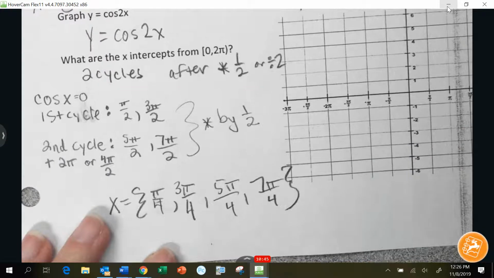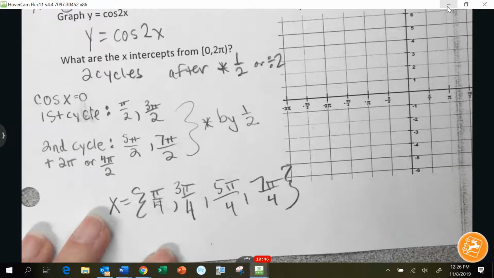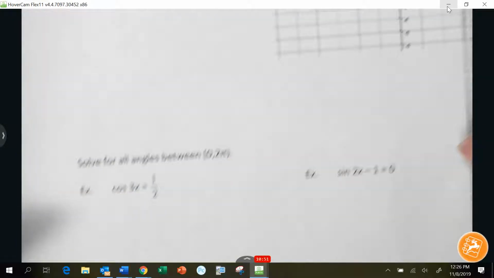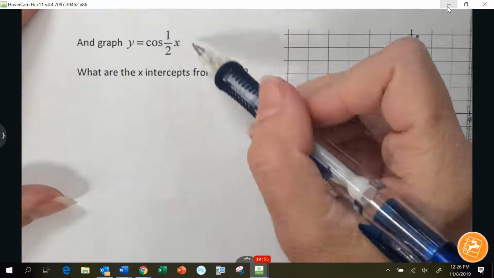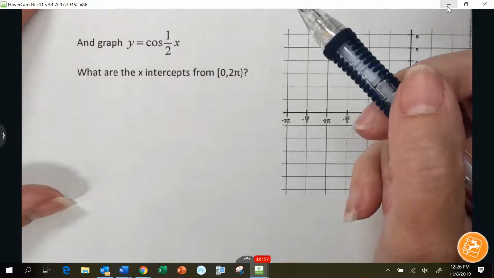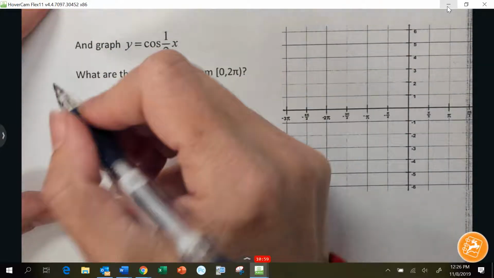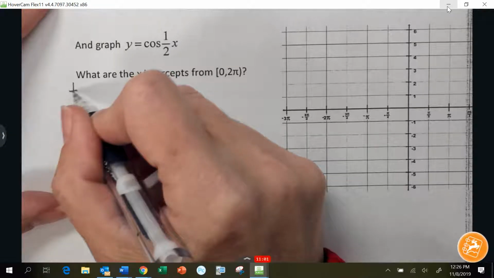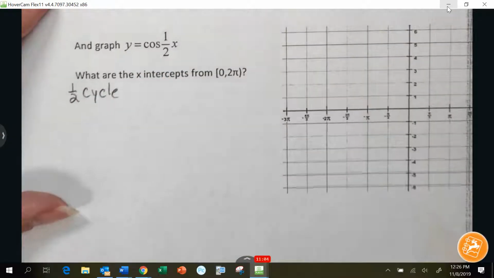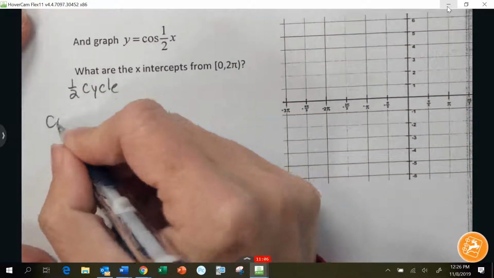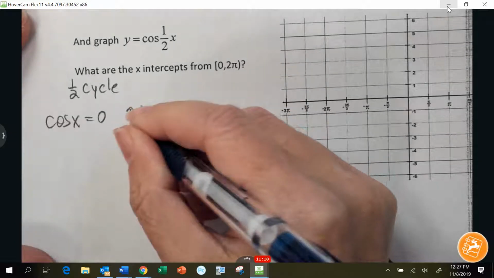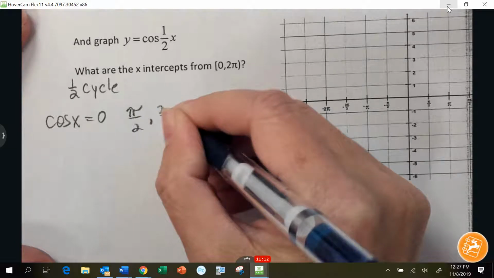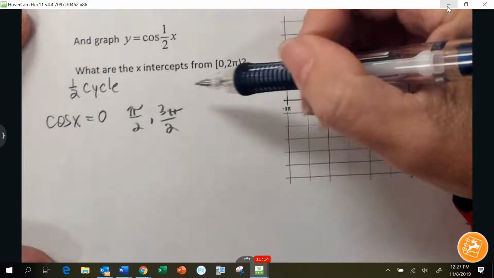When you get those written down, the next question is the last question I was trying to ask you, but not everybody got it. So now we're going to look at cosine 1/2 x, which I just showed you. So how many cycles are there? Half a cycle. So that means for cosine x equals 0, which is pi over 2 and 3 pi over 2, I'm only going to use half of this cycle.